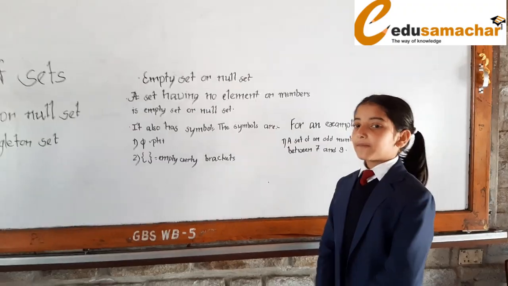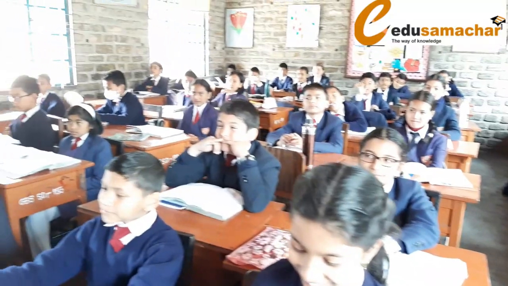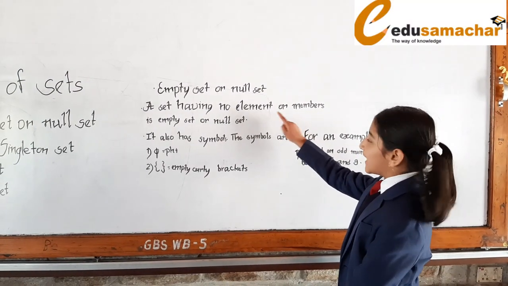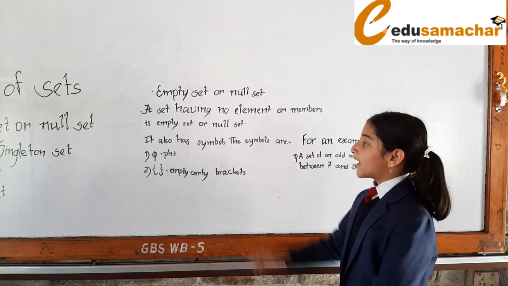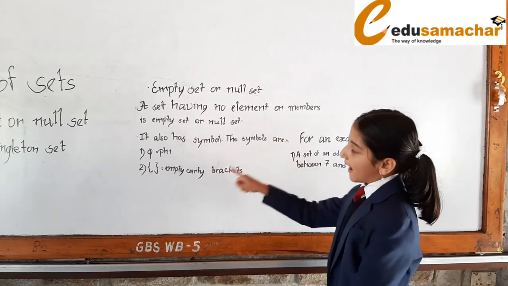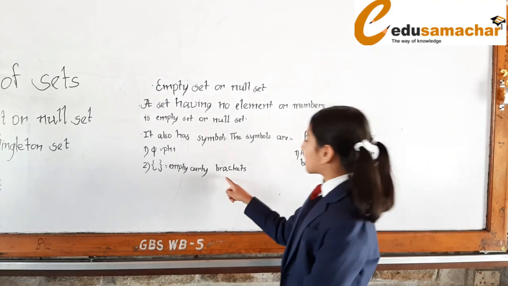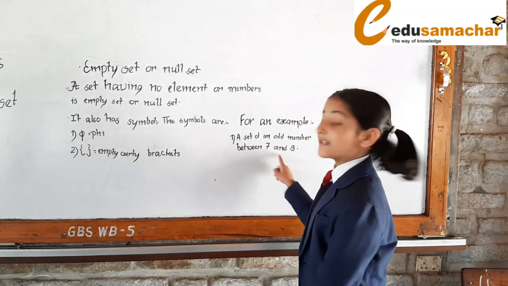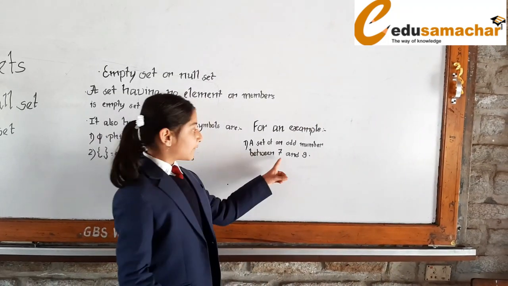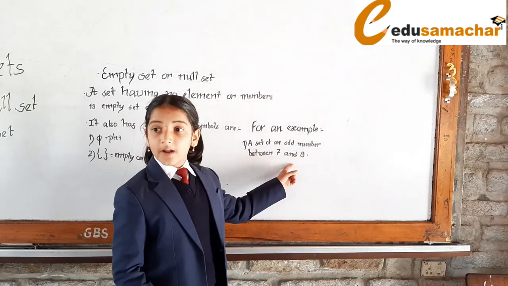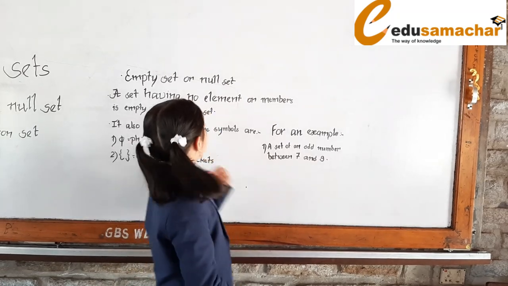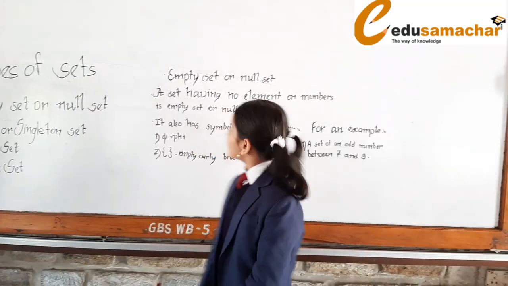You already know that empty means not occupied. That's why it does not have elements or members. It also has symbols. The symbols are phi and empty curly brackets. For an example, a set of odd numbers between 7 and 9. You already know that after 7 there is 8, but that is an even number, and after 8 there is 9. It has said between 7 and 9. So it is an example of an empty set or null set. This is about the empty set or null set.